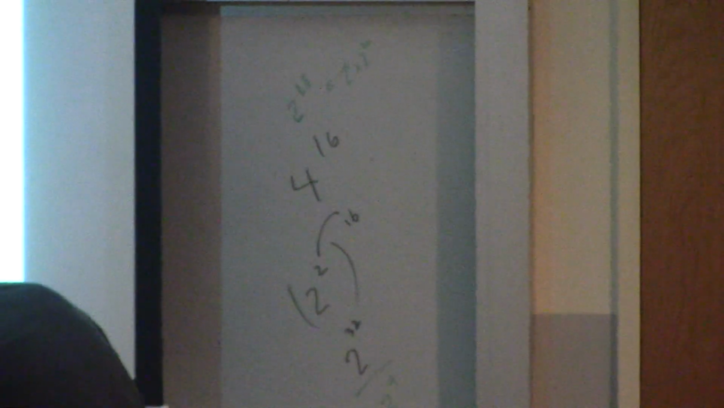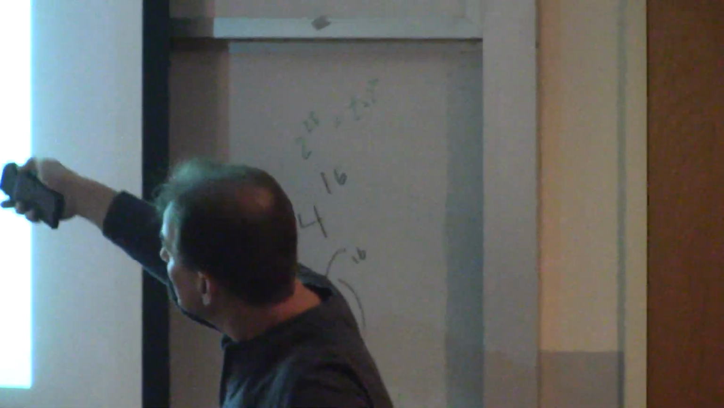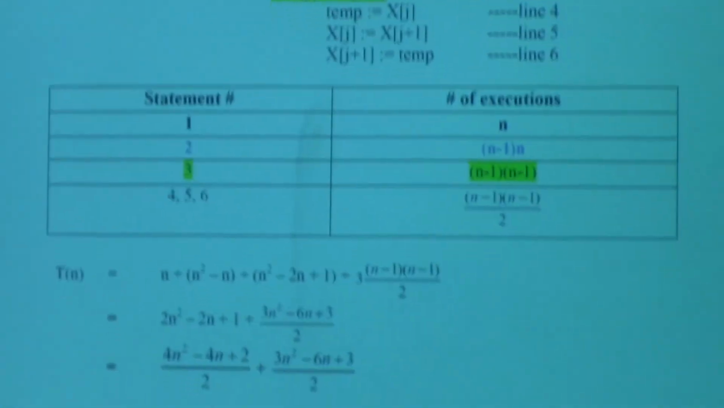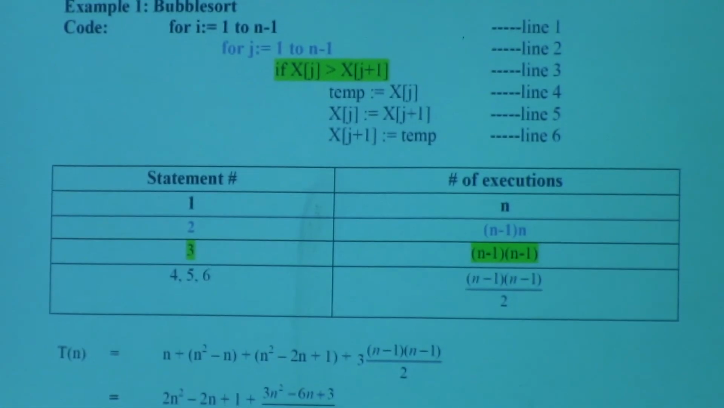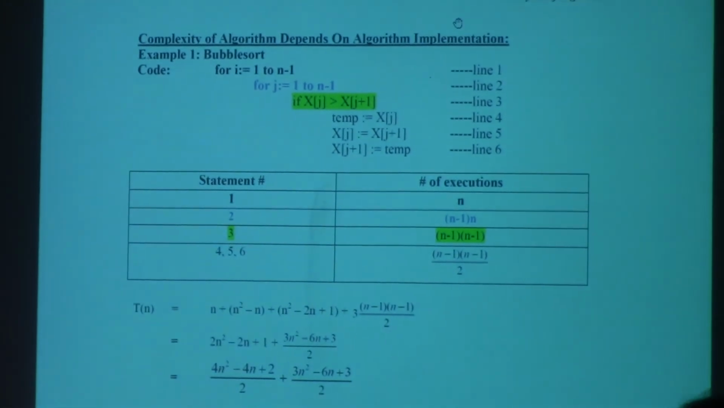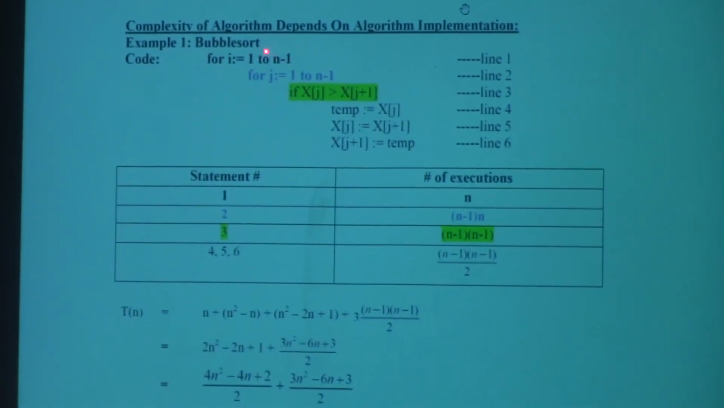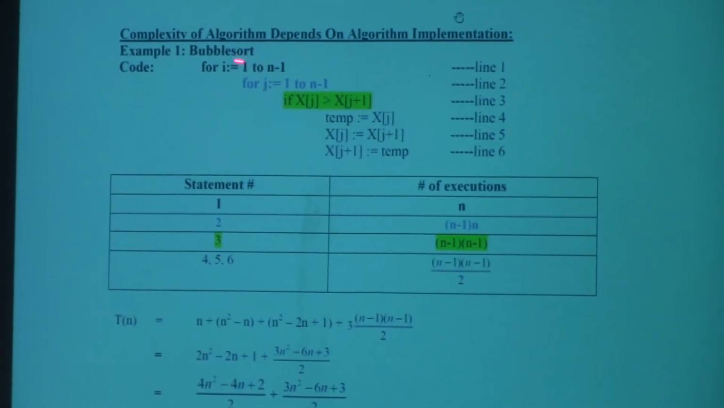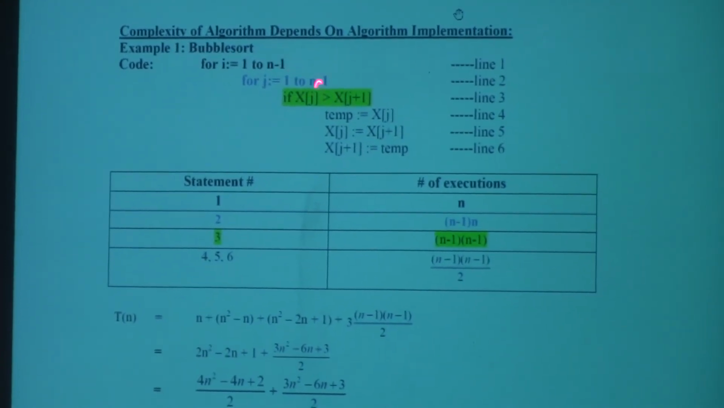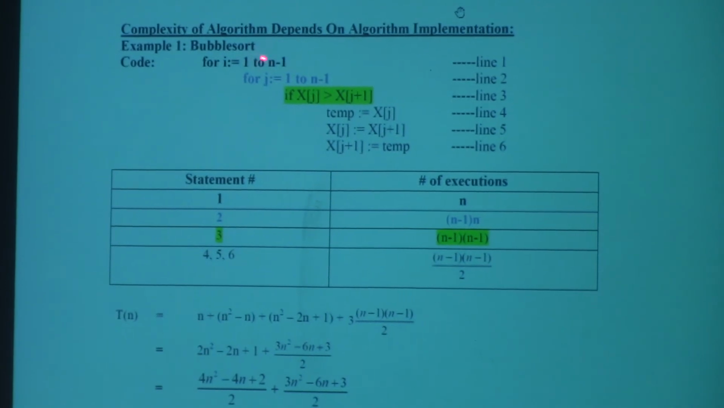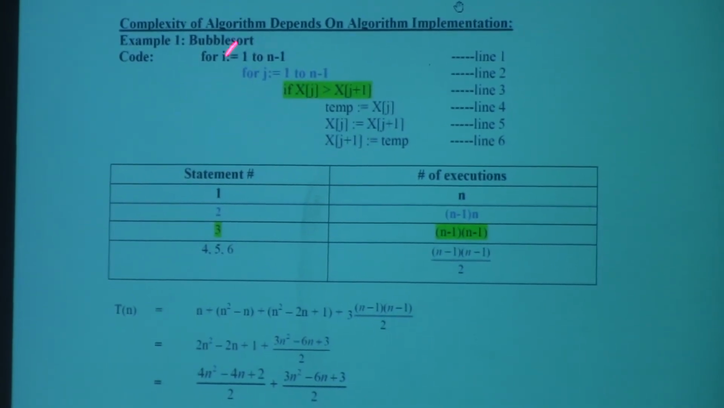So now what we want to do is count them, but we want to count them generally, not for 10 elements, not for 1,000 elements, but for n elements. So the way we do it is we're going to go from 1 to n minus 1. Look at statement number 1. It hits, we go inside here, we come back up, and we go in again.